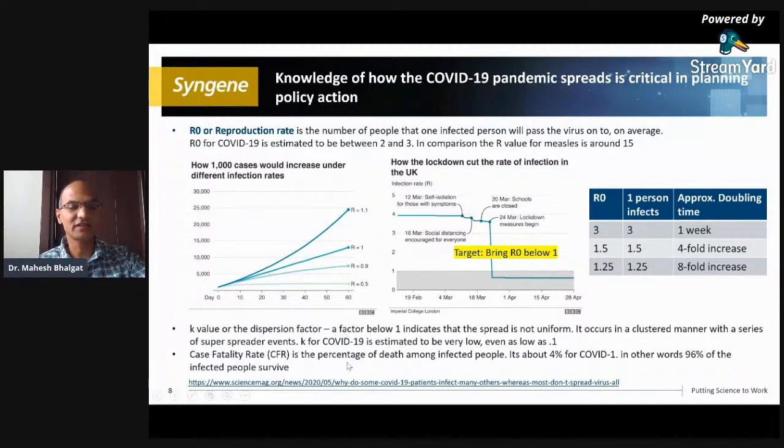The last one on this slide is the case fatality rate, which basically refers to what percentage of the infected people end up with death. For COVID-19, it's about 4%, which means about 96% of the people survive. But remember, this 96% can survive if those who need access to medical systems can actually get it. If a large number of that 96% do need access to medical systems at the same time, and they don't have it because our hospitals and wards and all of the facilities that have been prepared are overwhelmed, that survival rate will come down.